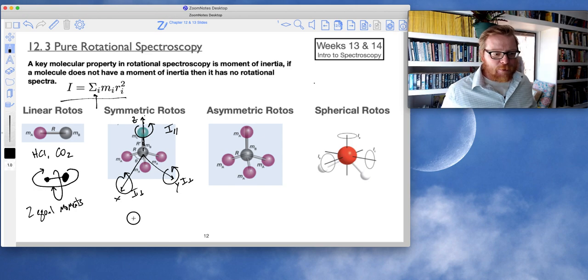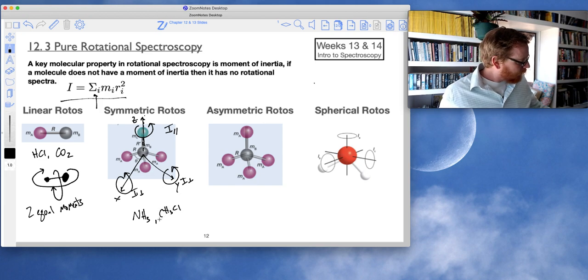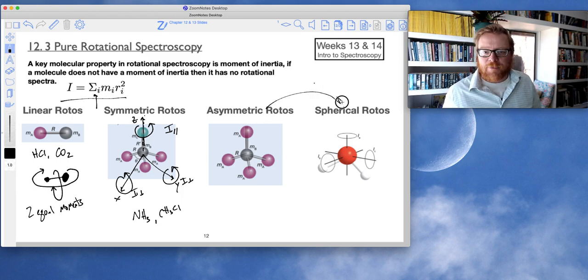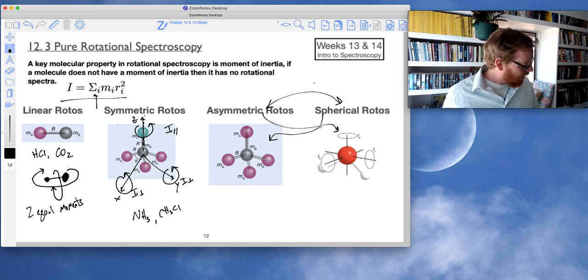And so good examples of these symmetric rotors would be like NH3, because it has that lone pair on top, and CH3Cl. You could probably have come up with that based on this picture. So I realized I got my two pictures backwards here. The water molecule is an asymmetric rotor. This methane molecule is a spherical rotor. So I mixed these two things up.